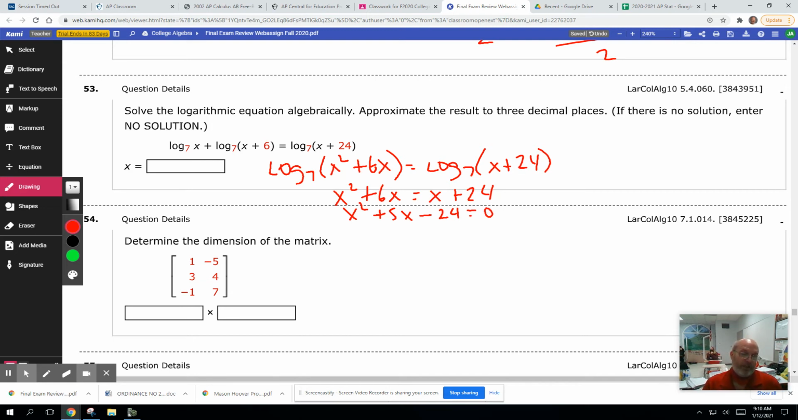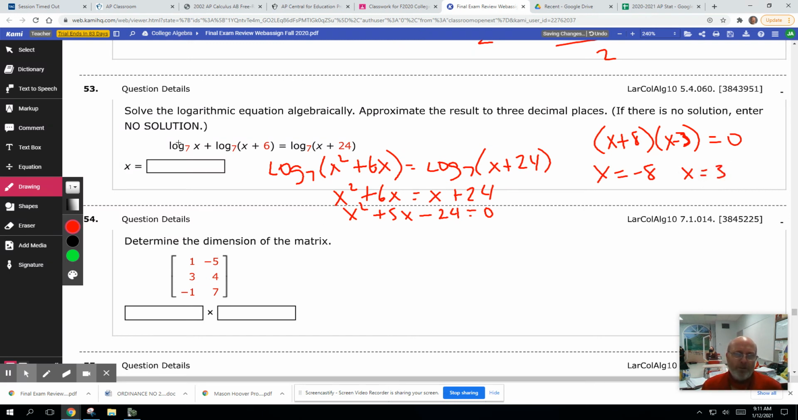So now I need to find 2 numbers that multiply to make negative 24 and add to make 5 if I'm going to factor this, or I could plug it in the quadratic formula. This will factor because x plus 8 times x minus 3 equals x squared plus 5x minus 24. So x has to equal negative 8, or x has to equal 3.